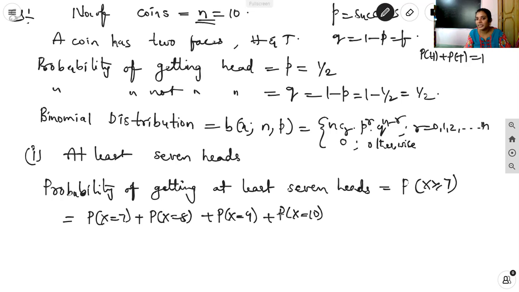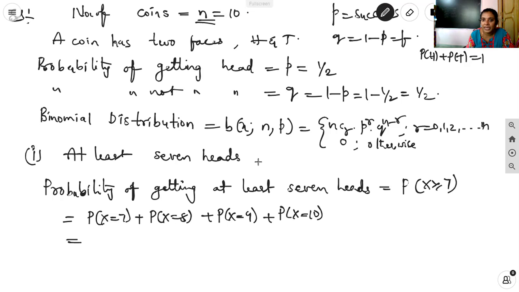Why? Because in these n trials, n is nothing but 10 trials. We can take getting 7, getting 8, getting 9, getting 10. Any one of the chances is there. So either 7 or 8 or 9 or 10. In that case, we are adding all possible probabilities.